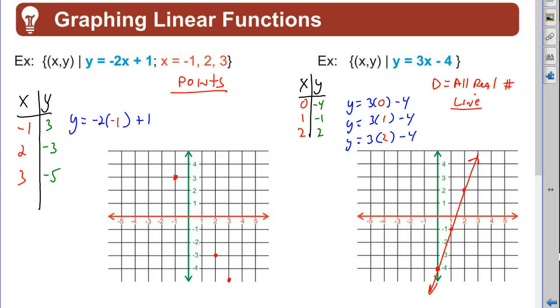And remember, it keeps going. That's why the arrowhead: this point, that point, this one, this one, this one, that one, forever that way, and all these down here forever that way. And so there's an infinite set of x, y pairs. Why? Because the domain is all the real numbers. All right, graphing linear functions.